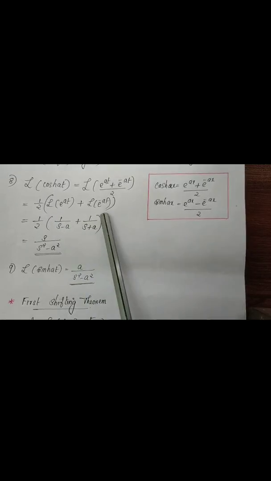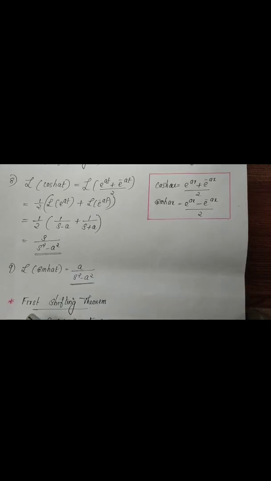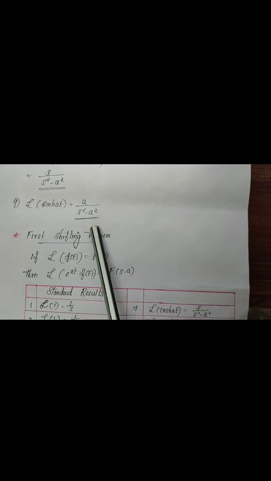We know that Laplace transform of e raised to at equal to 1 by s minus a, and by using this result, Laplace transform of e raised to minus at is 1 by s plus a. By taking the LCM, s square minus a square, the answer is s divided by s square minus a square. The next result, Laplace transform of sin h at equal to a divided by s square minus a square.